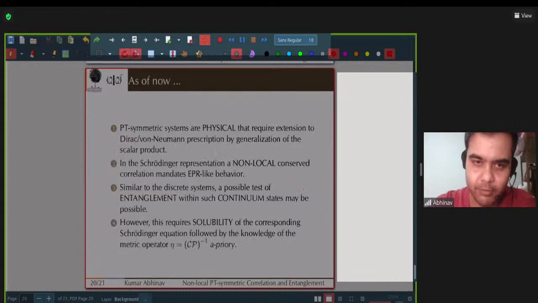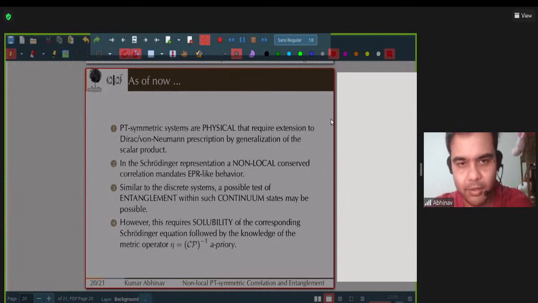So this is the summary: PT symmetric systems generalize the norm, but still we can end up with a simpler scalar product which is not positive definite, but is conserved, and which can be considered as a non-local correlation. That non-local correlation may be responsible for certain entanglement which is present in PT symmetric systems and not in Hermitian systems. To check that, there may be some prescriptions, but again, you have to determine the norm operator exactly, which might not be very simple. Thank you.